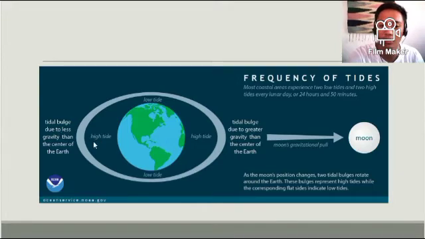So ayan, tidal bulge due to less gravity than the center of the earth. Ito greater kasi nakaharap siya sa moon. Ito naman kasi mas malayo siya, less yung gravity. So as the moon's position changes, 2 tidal bulges rotate around the earth. These bulges represent 2 high tides, while the corresponding flat sides indicate low tides. So here is the low tide.